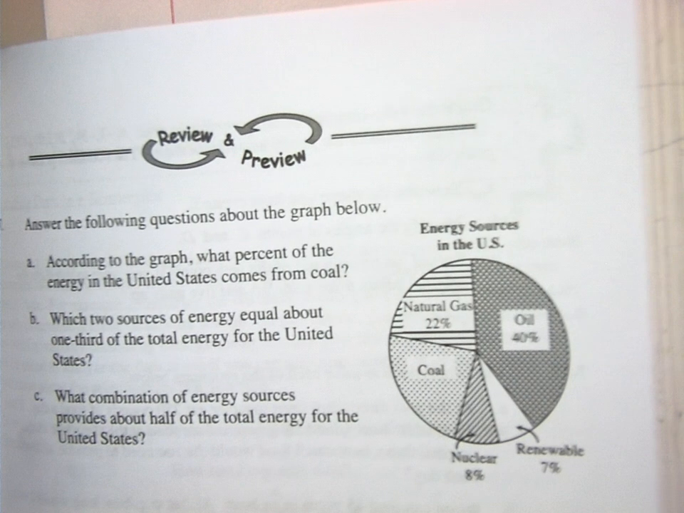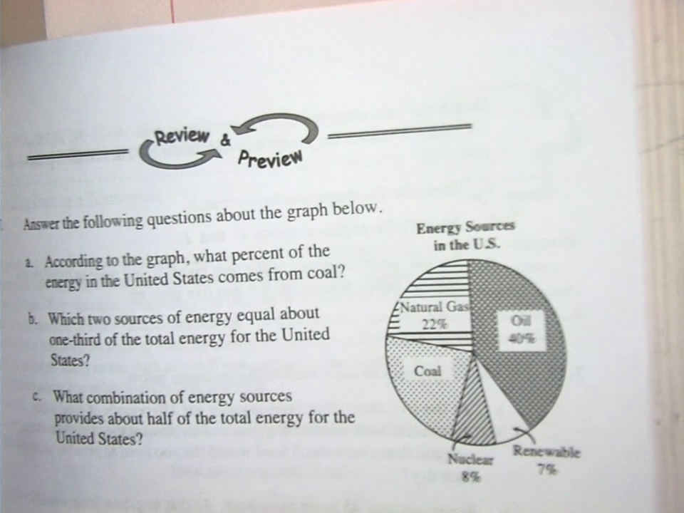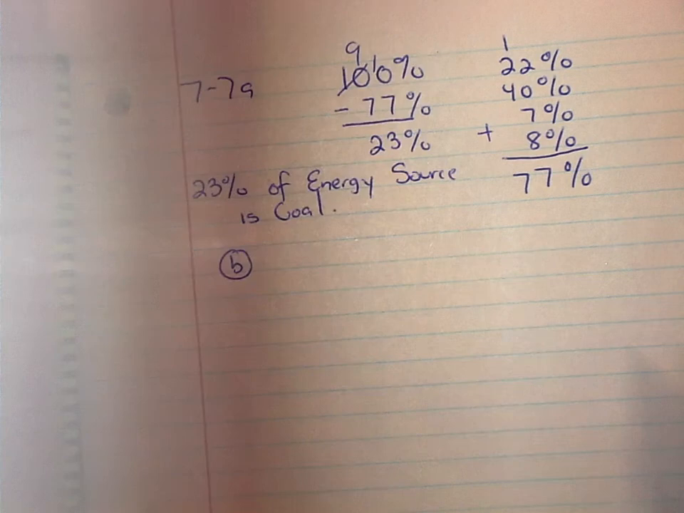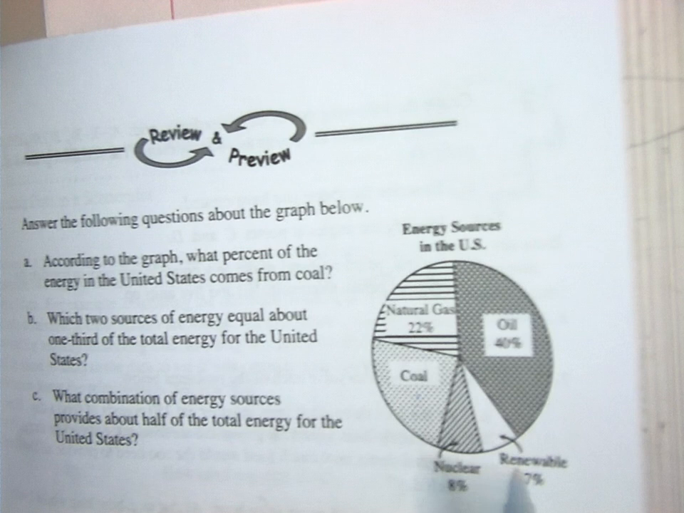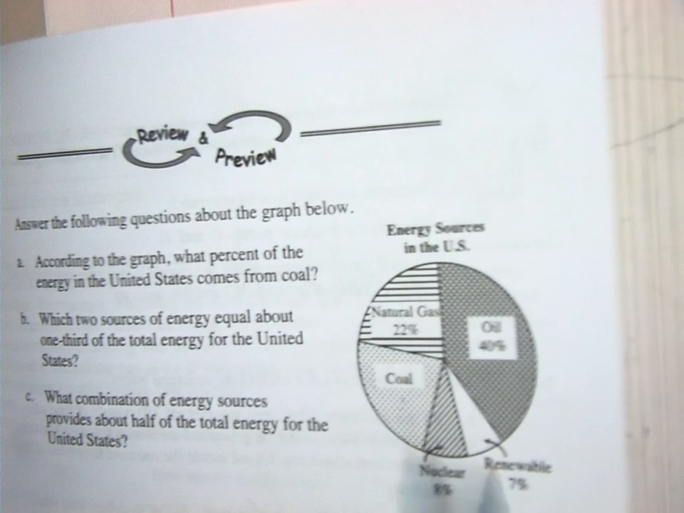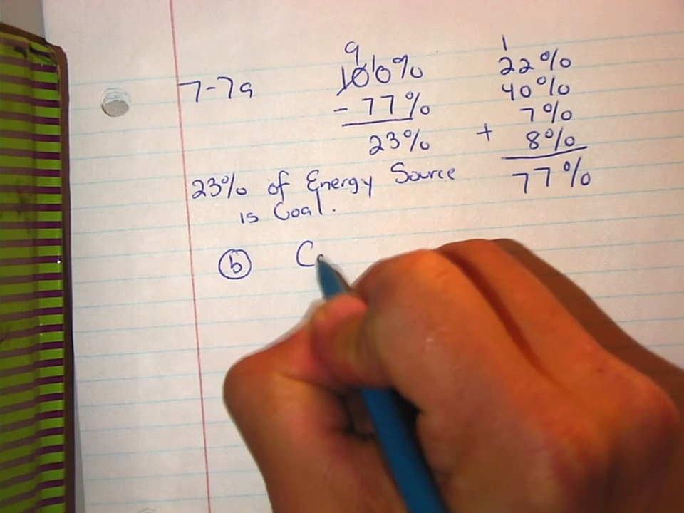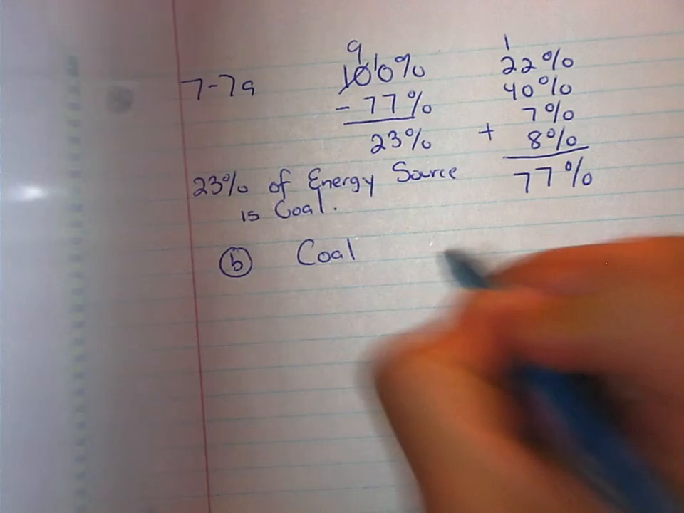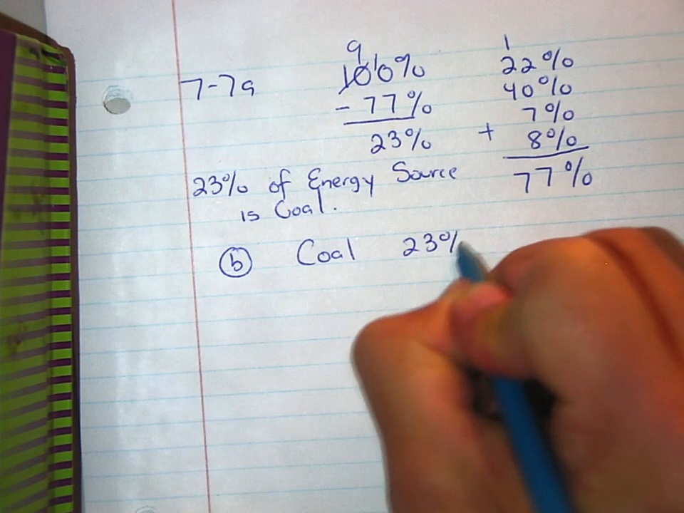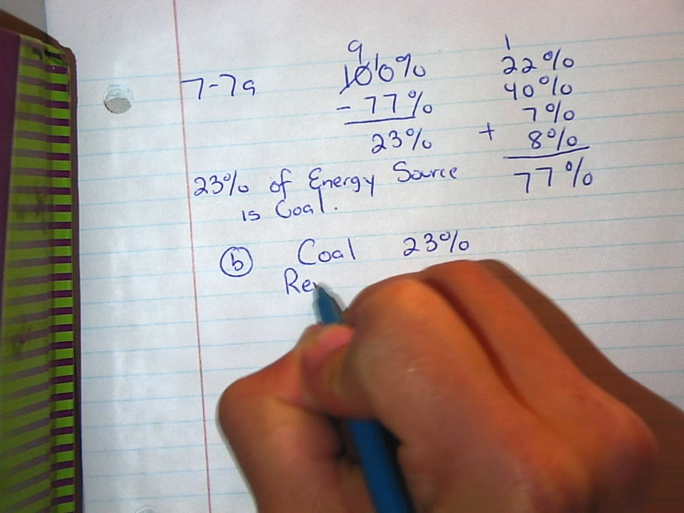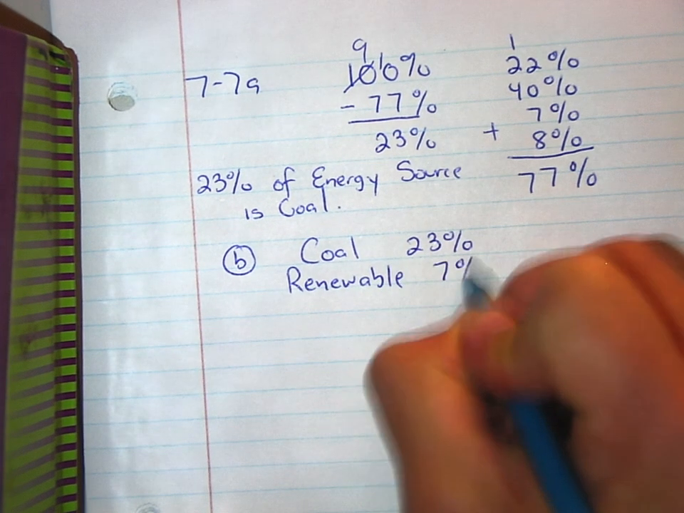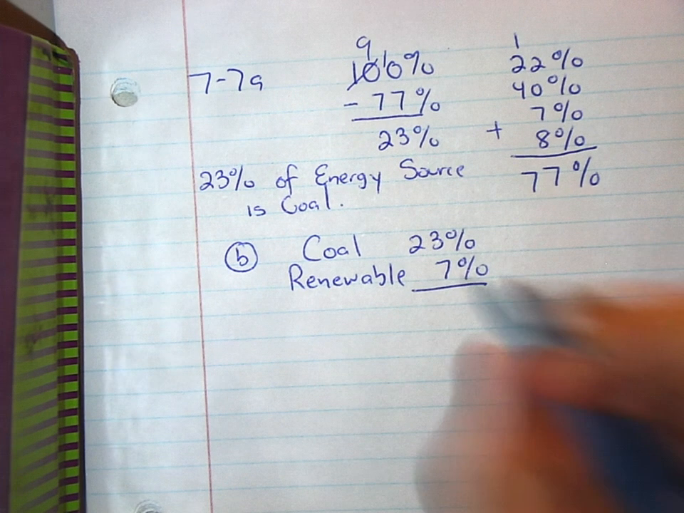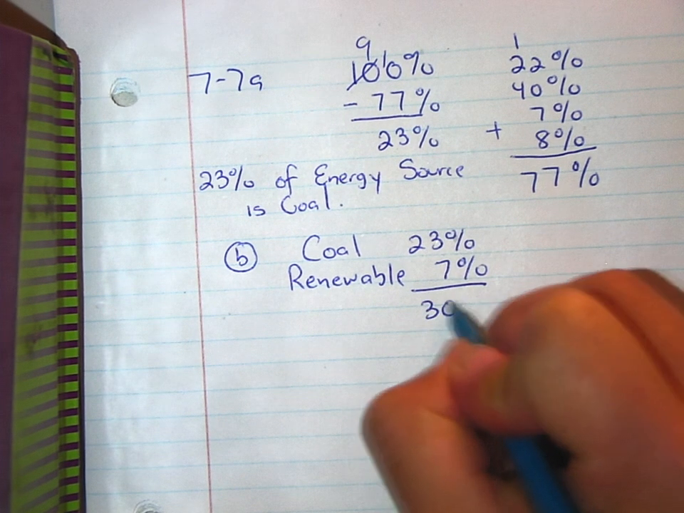So what would it be? Well, we know coal is how much? 23. So coal plus what? Renewable, right? So coal is 23% plus renewable is 7%. So when I add the two percentages, I get 30%. All right, that's one. Okay, that's one.